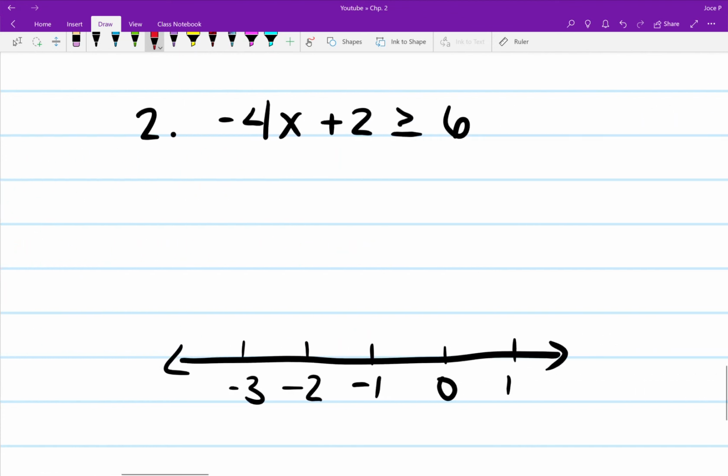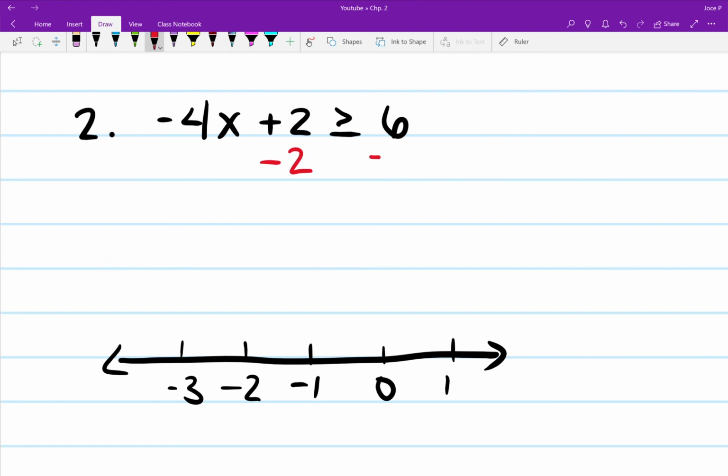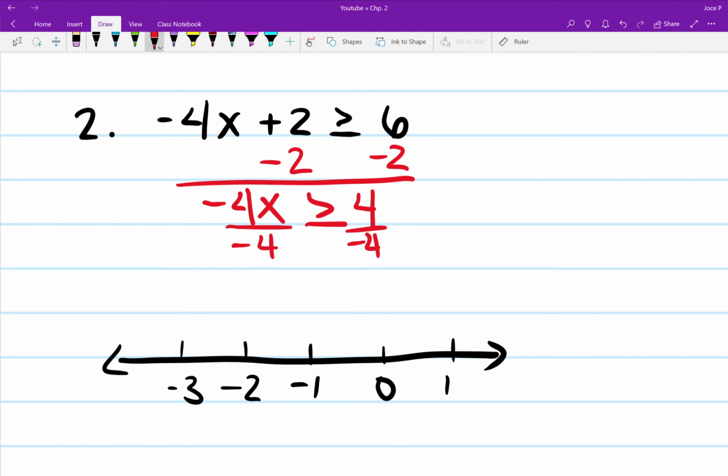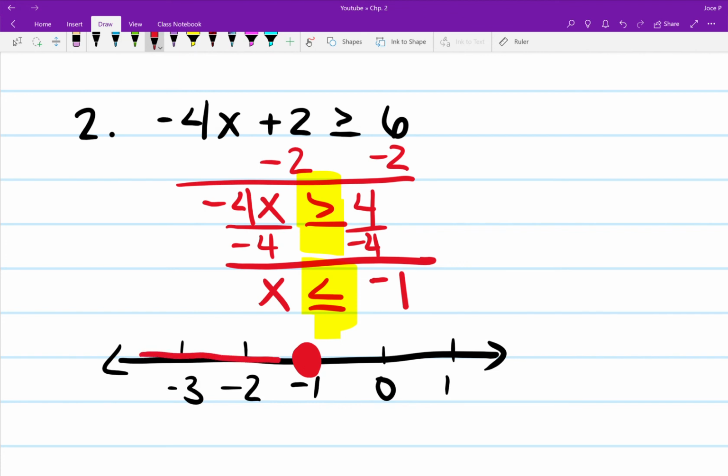Now let's go over here. We're going to subtract 2 on each side. Negative 4x is greater than or equal to 4. Divide by negative 4. Oh, here we go, dividing by a negative number. So now we have x, and we're going to switch the sign. Is less than or equal to. We've switched the sign because we divided by a negative number. Negative 1. Great. Closed circle, because we are including the value of negative 1 and we are going left. All the values smaller than it are part of the solution set.